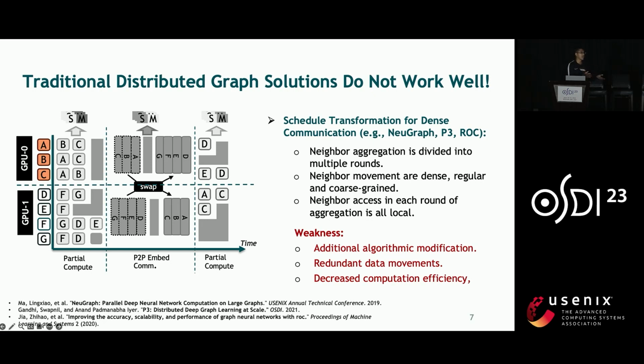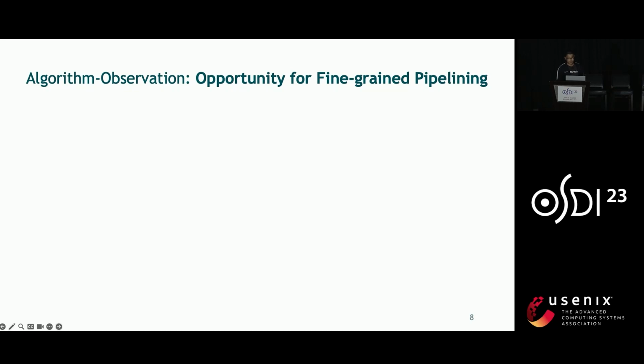However, not all of this communication will be used in the later computation. And lastly, we have decreased computation efficiency due to the fact that computation is divided into multiple phases. The limitations of these solutions motivate us to explore the specialty of the GNN computation paradigms and the hardware platform.